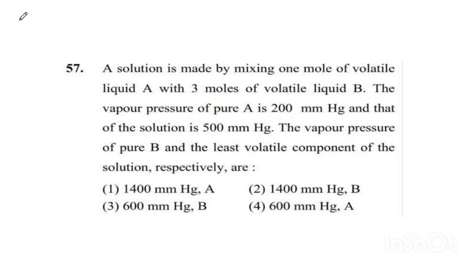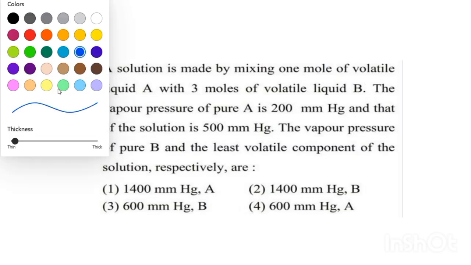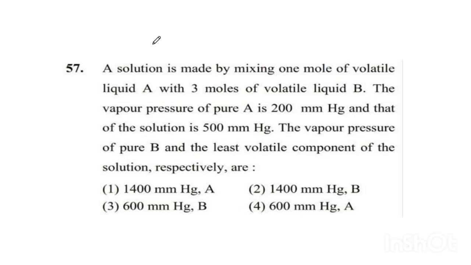Questions asked in JEE Main of 2025, April shift. So the first question is: a solution is made by mixing 1 mole of volatile liquid A with 3 moles of volatile liquid B. The vapor pressure of pure A is 200 mm Hg and that of the solution is 500 mm Hg. The vapor pressure of pure B and the least volatile component of the solution respectively are.